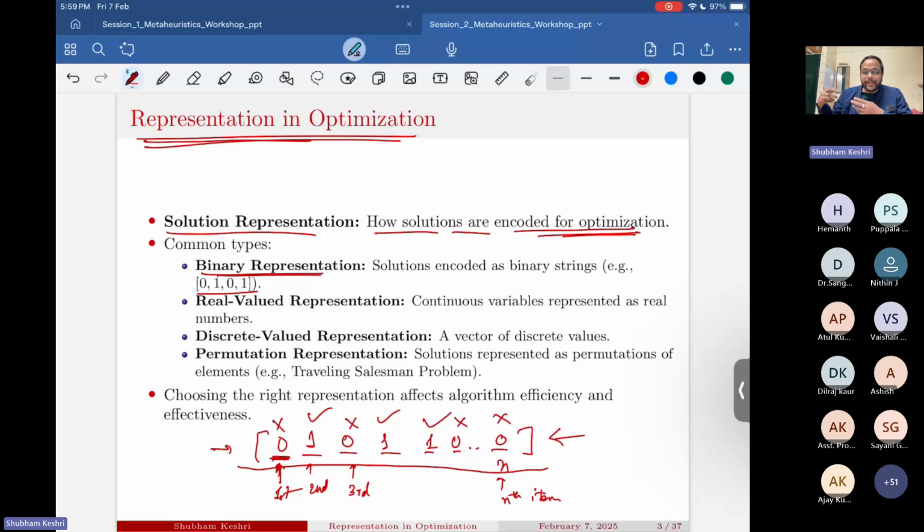And how do you decode it? This is how you decode it. You will say the first item is not picked, the second item is picked, the third item is not picked, and so on and so forth. Encoding and decoding.